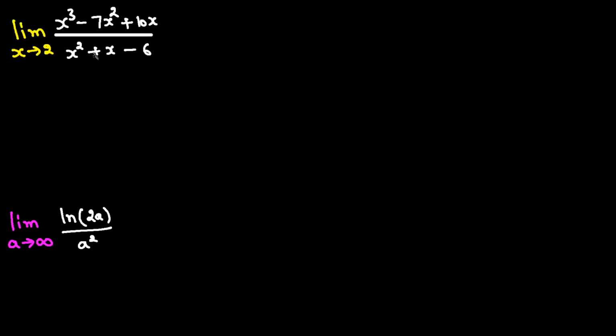Okay, so let's start with the easiest one. We have a function where the limit is as x approaches 2. If I plug in 2 here, let's see what we get. If x is 2, I get 2 raised to the power 3 is 8, minus 2 times 2, 4, multiplied by 7 gives me 28, plus 10, over 2 squared is 4, plus 2 minus 6. So I got 0 over 0. That means we can use L'Hopital's rule here.